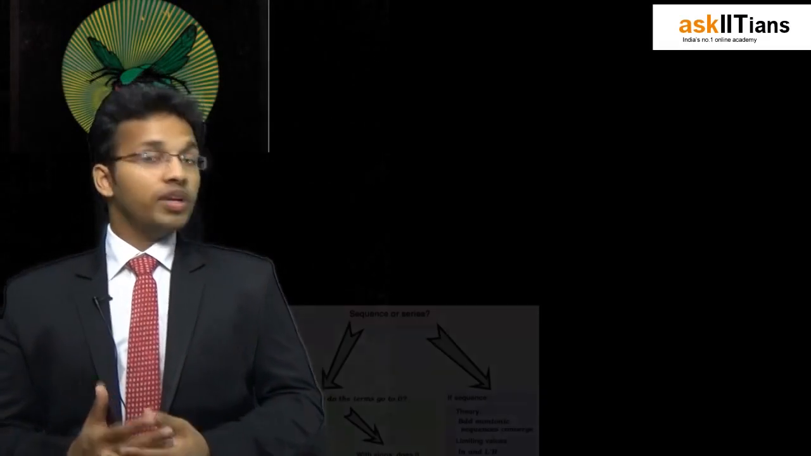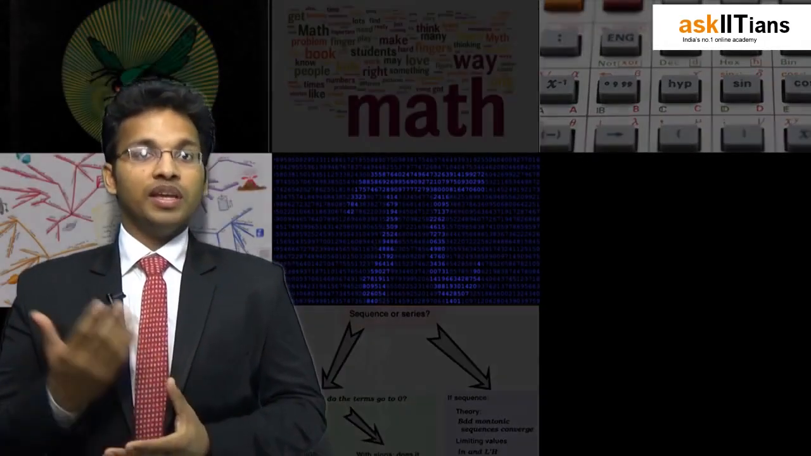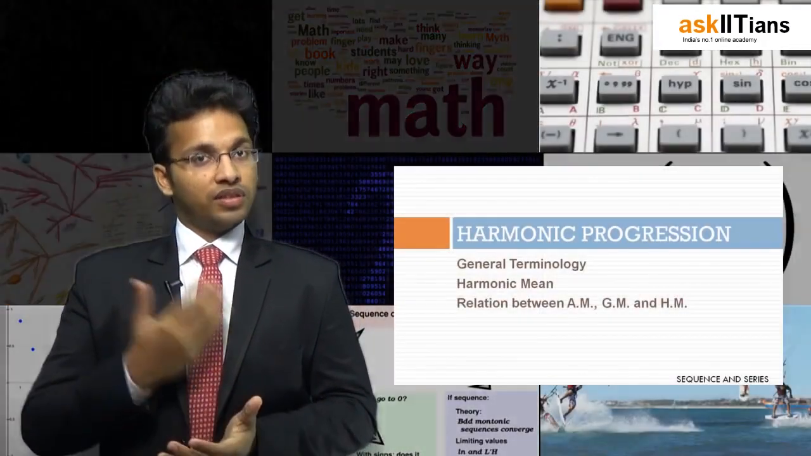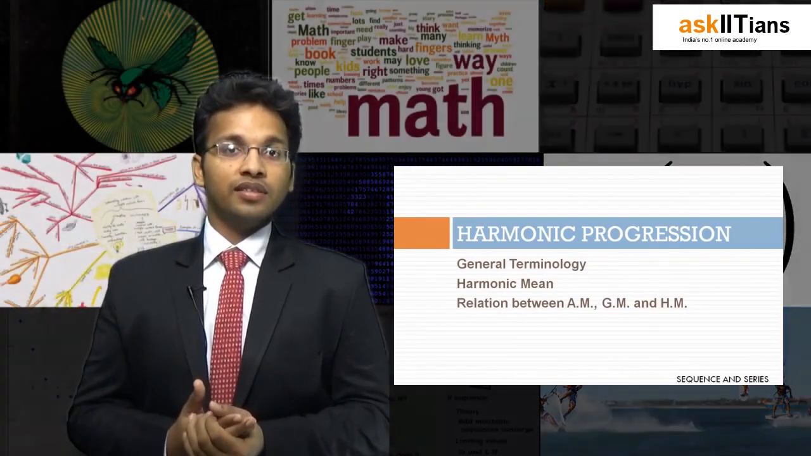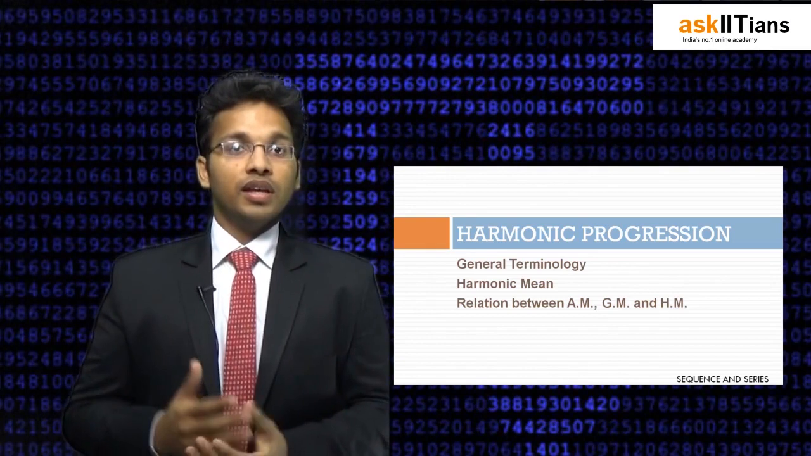So we are at the concluding part of our journey, and the last part will be harmonic progression. As you can see, we have 3 subtopics in this, and the last one is very important and you will know why. In the previous part I mentioned the 2 important topics, and this one is the 3rd important topic, the relation between AM, GM and HM.